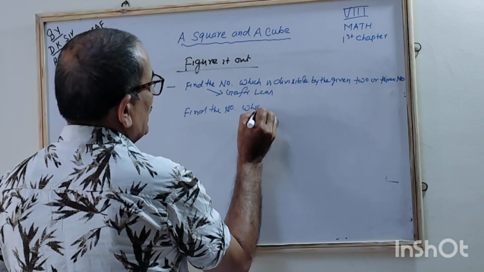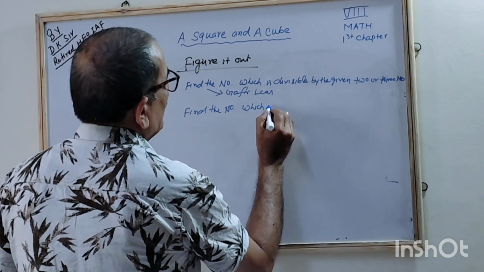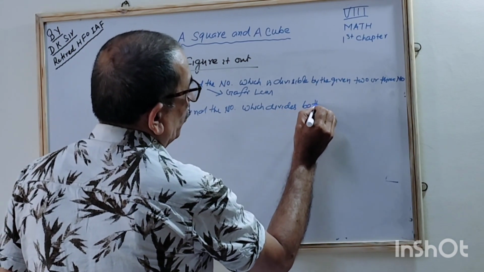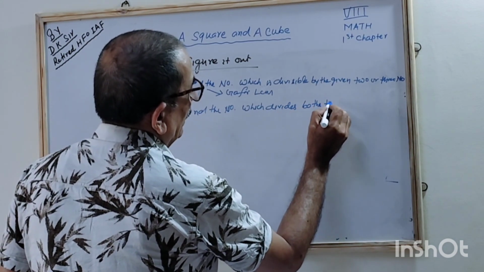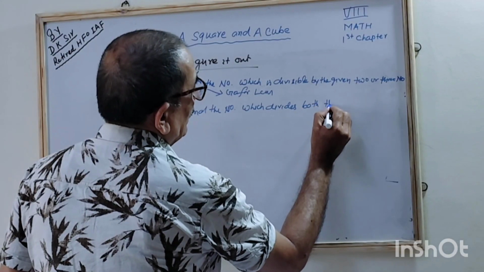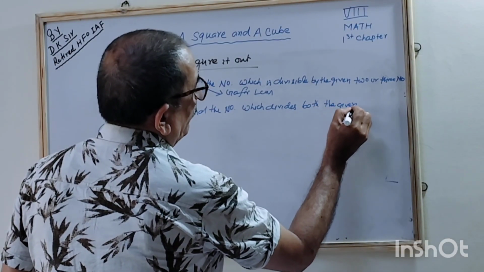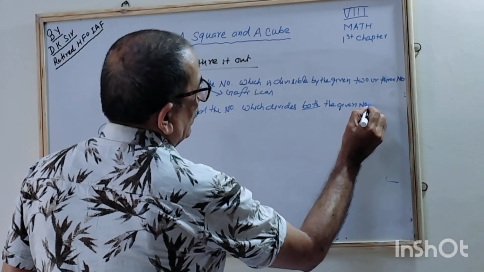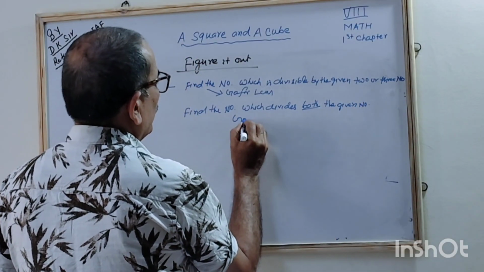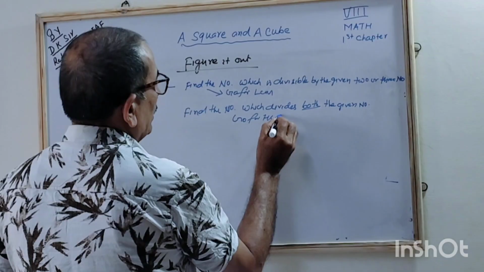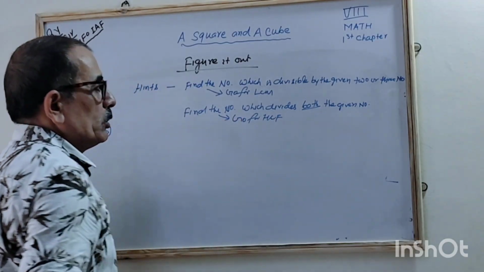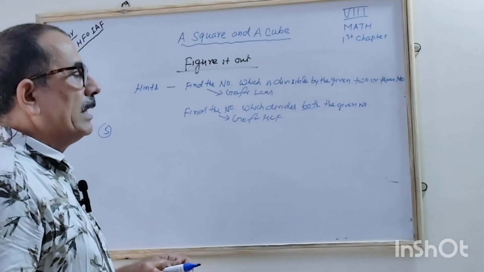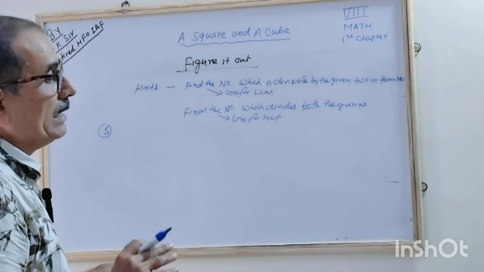If the question asks to find the number which divides both the given numbers, it can be 2 or it can be 3, correct? Then you should go for HCF. Correct? Keep this in mind. So the numbers are given. You have already learned in the LCM that the numbers always divide the LCM.